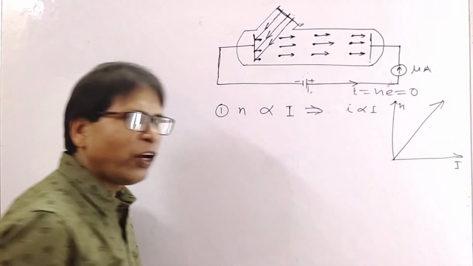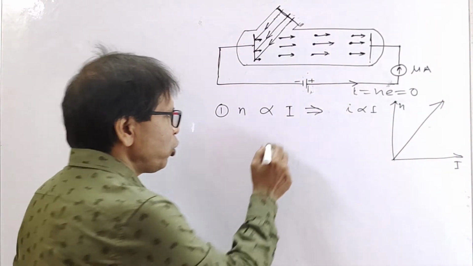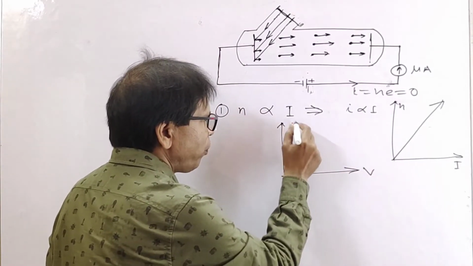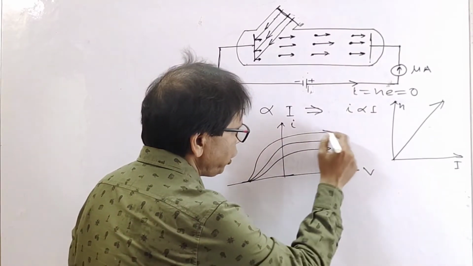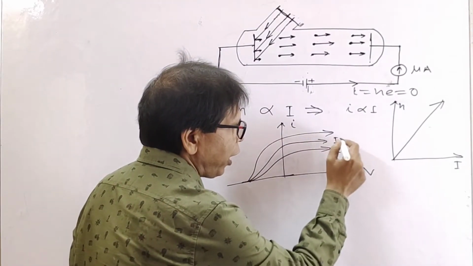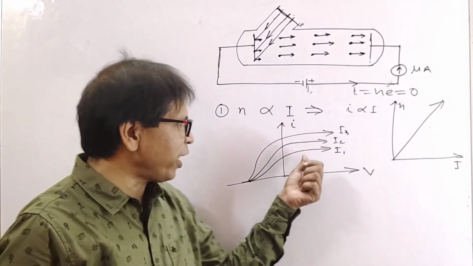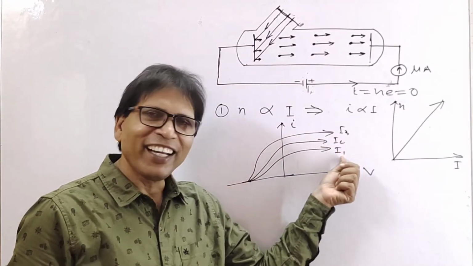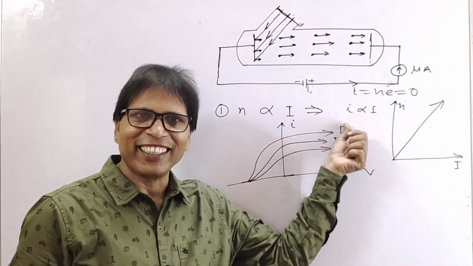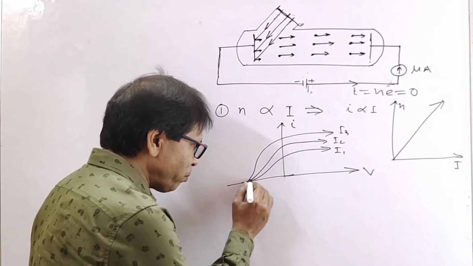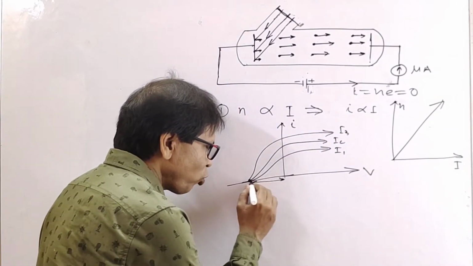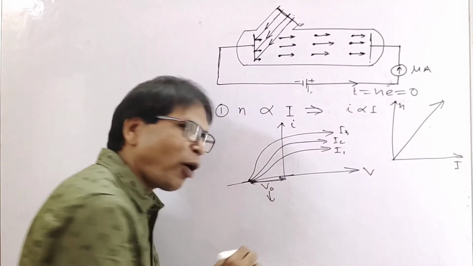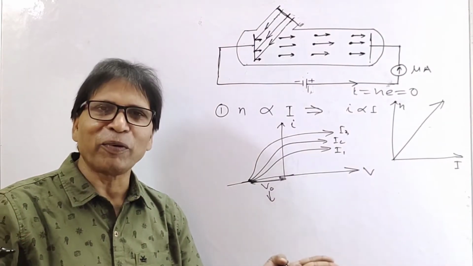Now if a graph is plotted between rate of emission N and intensity of radiation, then this graph is a straight line. Okay, now if another graph is drawn here, look at this, this is the potential difference, this is the photoelectric current for three different intensities, this is I1, this is I2, this is I3. Obviously, here current is less, here current is more, here current is most. So I1 is less than I2, less than I3. Okay, and this negative voltage represents the stopping potential V0, or cutoff potential.